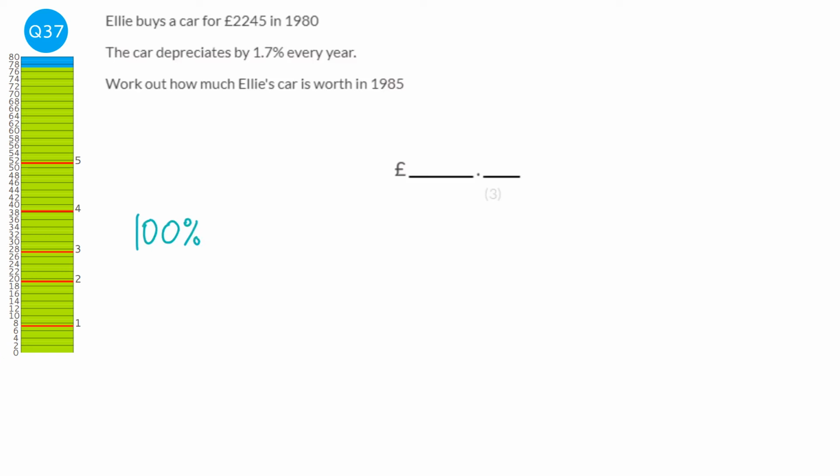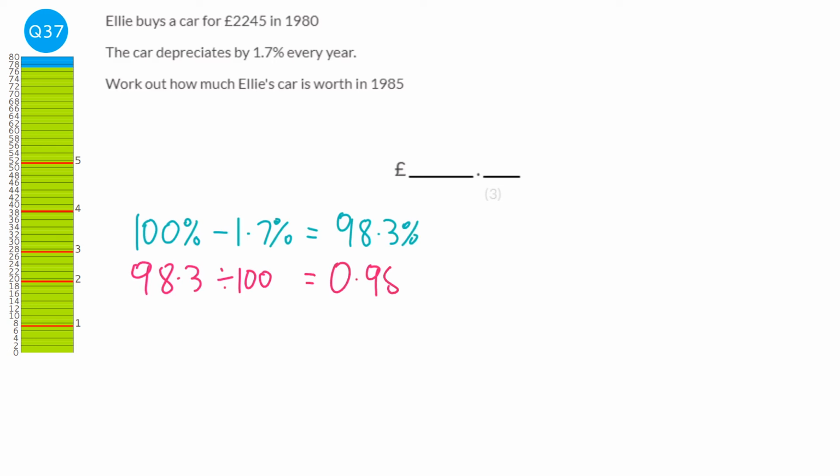So we're going to start off with 100%. It says that the card depreciates, that means it goes down, by 1.7% every year. So we do 100, take away 1.7, which is 98.3, and that's percent. We want that as a decimal, or as a multiplier we call it. So we just divide it by 100 to make it into a decimal, 0.983. And that's our multiplier.